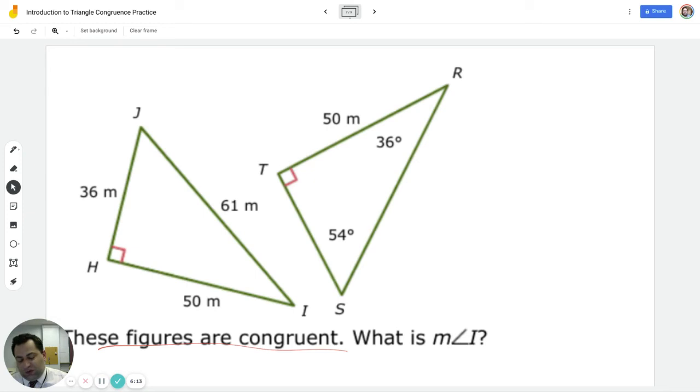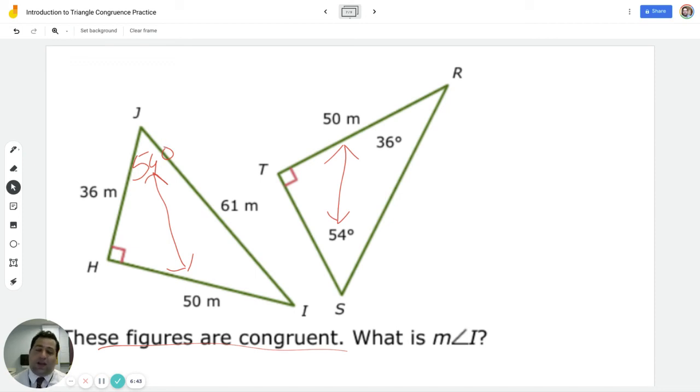So what we have to do is look for one of these relationships where an angle is opposite a side. So I see one here. It looks like 54 degrees is opposite 50. So because these figures are congruent, that's going to be the case everywhere. So now I look to see what I know. Well, I know here is 50, right? So if I look back this way, I know that this is going to be 54 degrees, right?